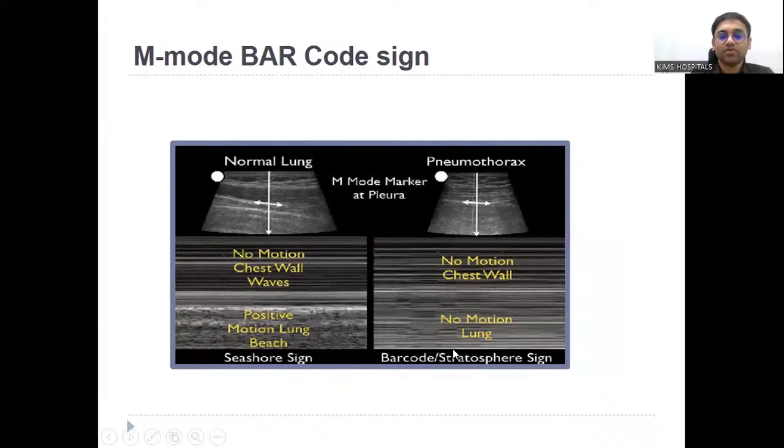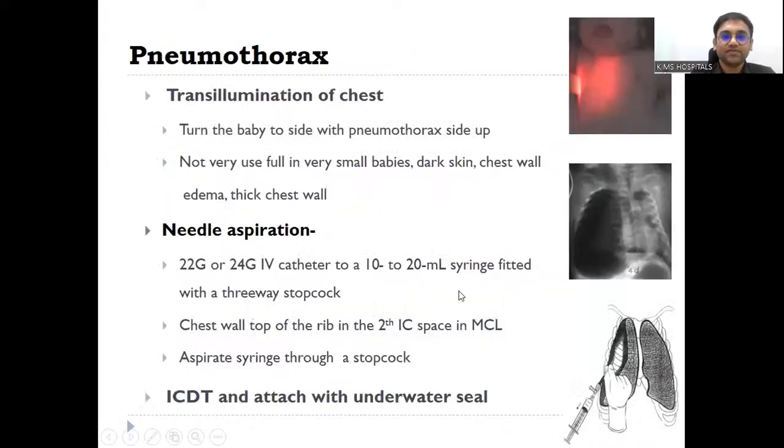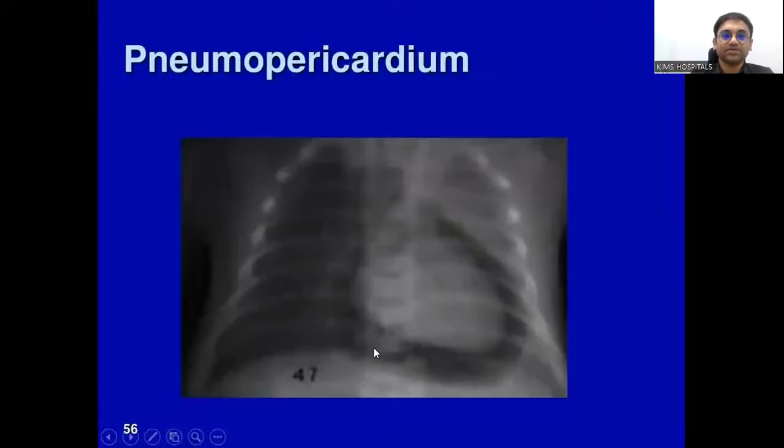So to be more clear, it is called a stratosphere sign because in the stratosphere the layers appear like this. So it should be called a stratosphere sign. For the pneumothorax, you can do transillumination by putting the cold light on the babies. Usually, if a rapid deterioration is happening, the pneumothorax has happened immediately. The baby is unstable. You need to drain immediately with needle thoracocentesis, and after this, we need to put an ICD with underwater seal to drain the pneumothorax.